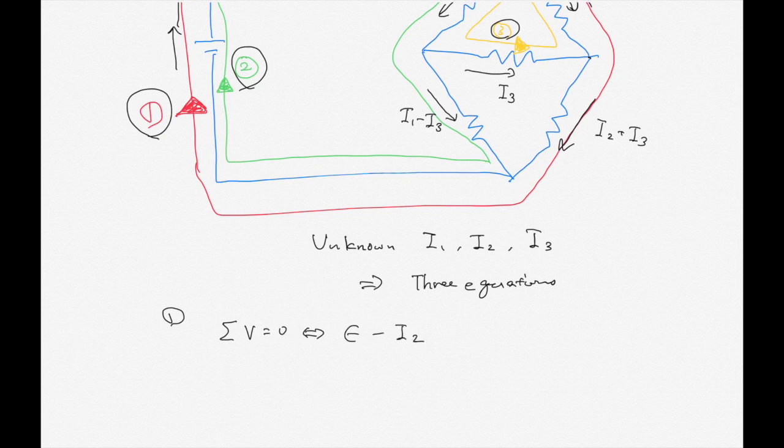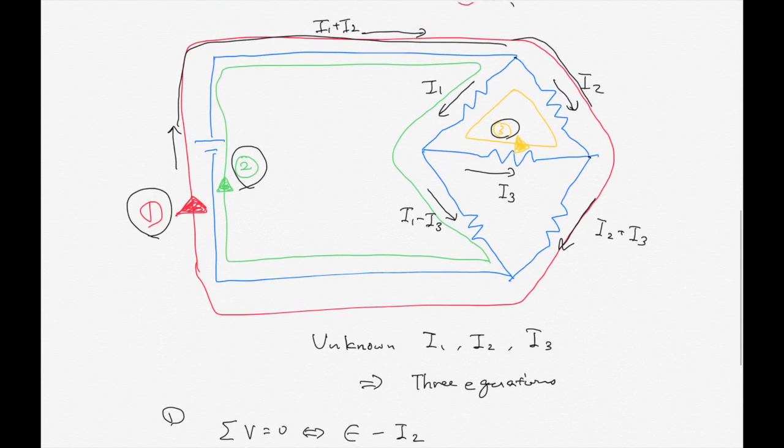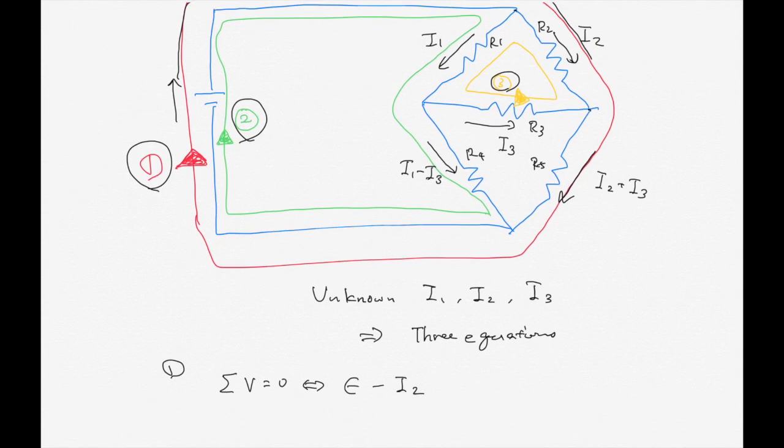Minus I sub 2. I forgot, this is R sub 1, this is R sub 2, R sub 3, R sub 4, and this is R sub 5. So I sub 2, R sub 2, and come to this direction.